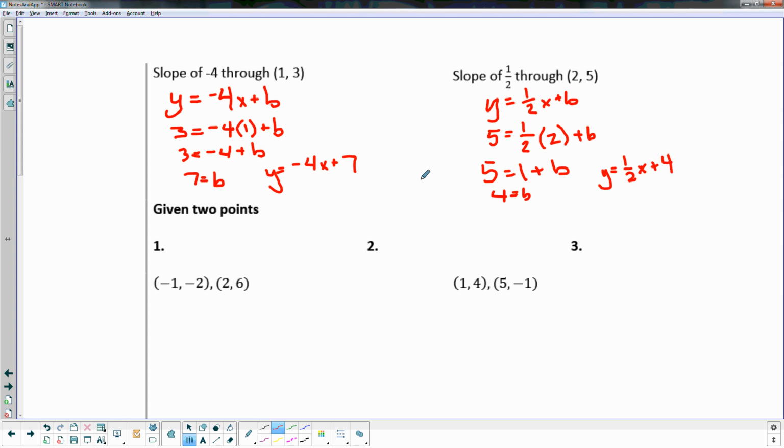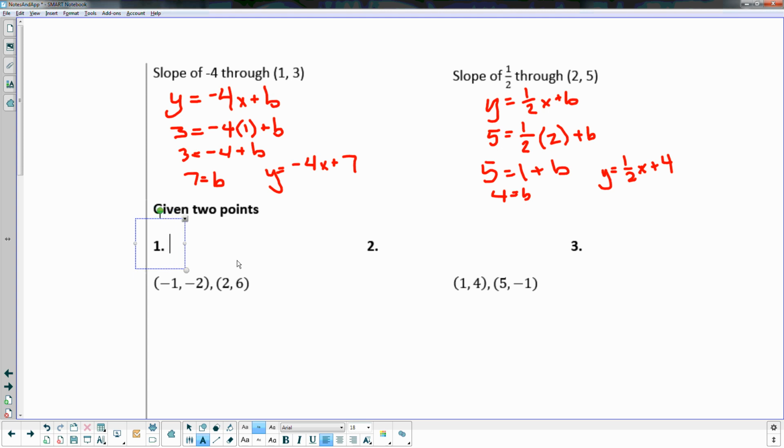Now again, I will say that it did work out in all these problems that my y-intercept was positive. If it was negative, I would just switch this to a minus sign instead of a plus sign. So be aware of that. Kind of a not great thing that all of them turned out that way, but it's okay.